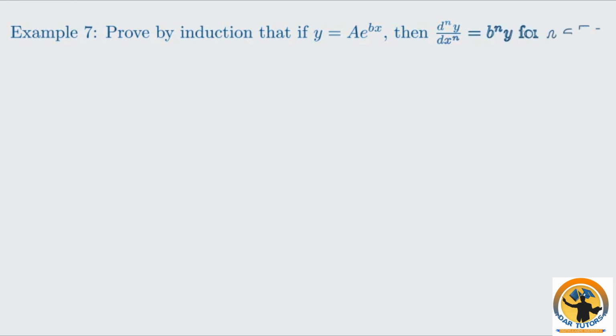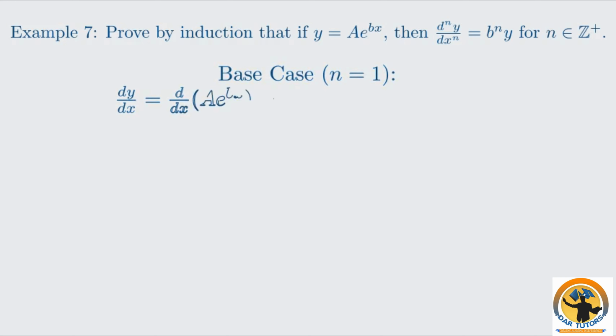Suppose y equals a times e to the bx, where a and b are constants. We want to prove that the nth derivative is b to the n times y. Step 1, base case. We need to show the formula holds for n equals 1. The first derivative, dy/dx, is a times b times e to the bx. This can be written as b times the quantity a e to the bx, which is b times y. So the formula holds for n equals 1.